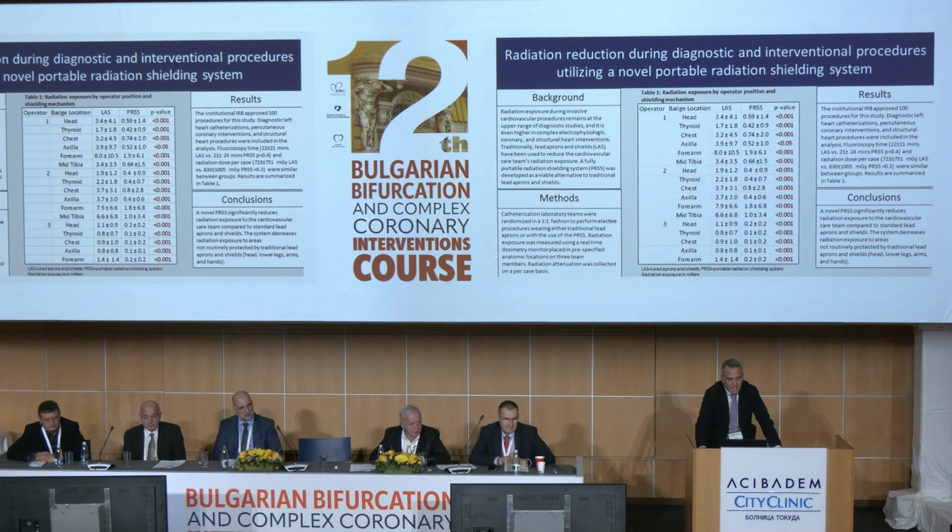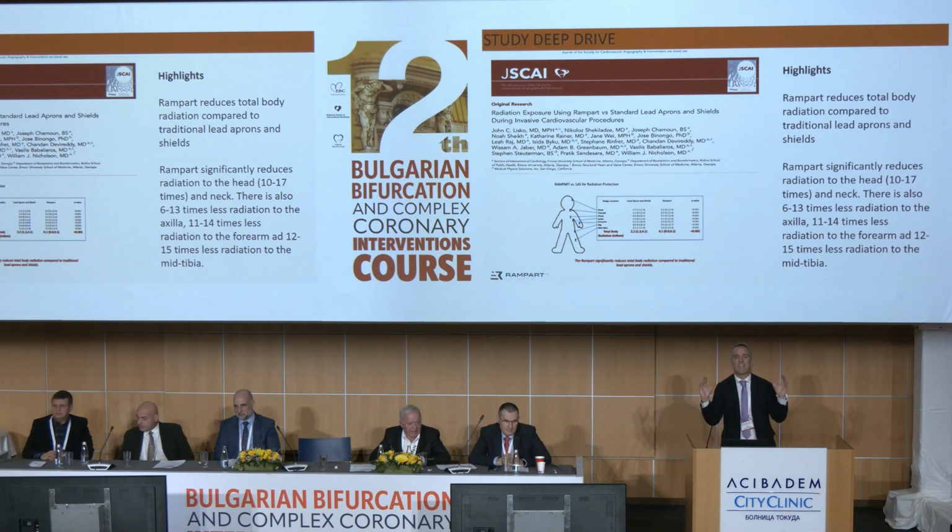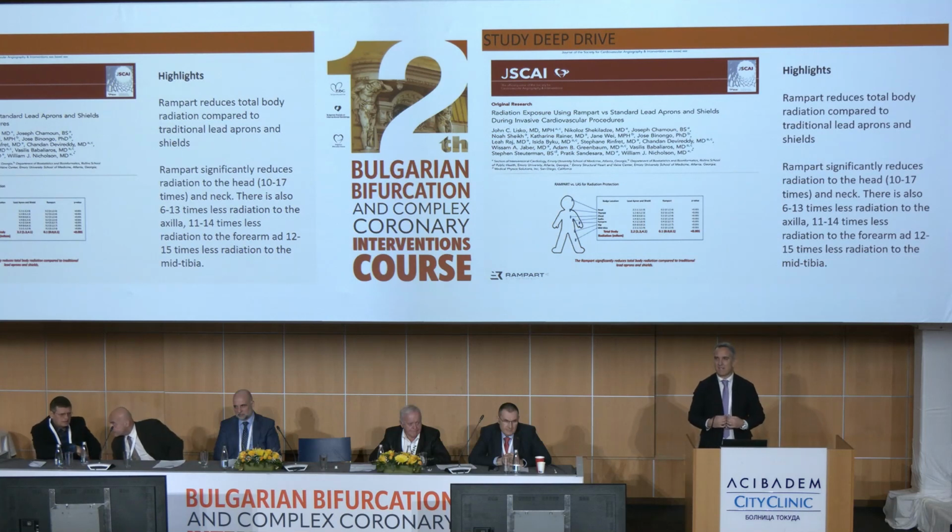There are some studies, of course, and this one I want to show you that John Lisko from Emory Hospital in Atlanta did. And they found out that Rampart significantly reduces radiation to the head, so 10 to 17 times, which is really important, and neck. And there is also 6 to 13 times less radiation to the axilla and 11 to 14 times less radiation to the forearm and 12 to 15 times less radiation to the mid-tibia. These are all areas that are not protected by our vests and our covers.